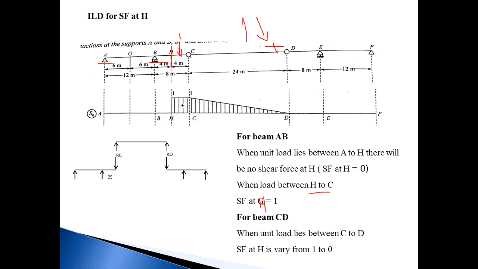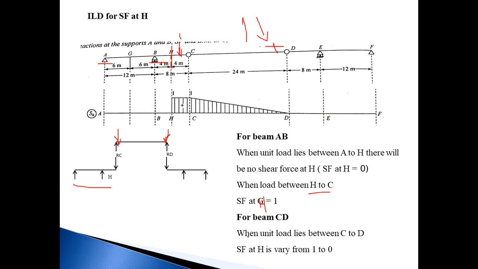For beam CD, when the load crosses point C, the load now comes in between C to D. So when the load lies at C, RC becomes 1, and RC acts in the downward direction on this beam AB. So RC becomes 1 and the load is 1. Then this load moves to point D. Now RD becomes 1 and RC becomes 0.